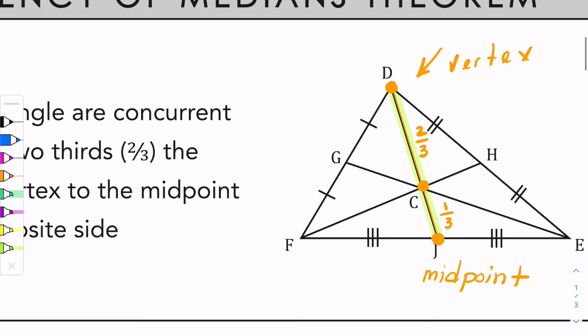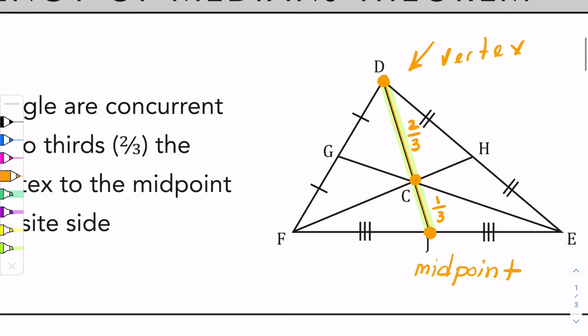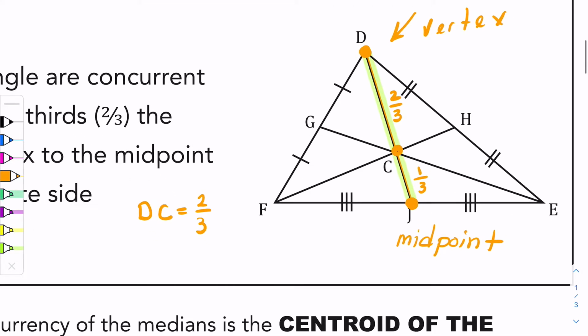So if I write out a statement about that line, I can say that segment DC is 2/3 the length of the entire segment DJ. So 2/3 times DJ will give you the length of this part of the line. 1/3 times DJ will give you the length of this part of the line.